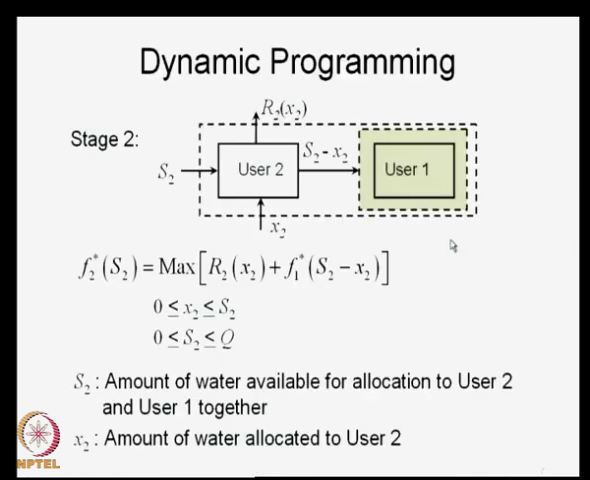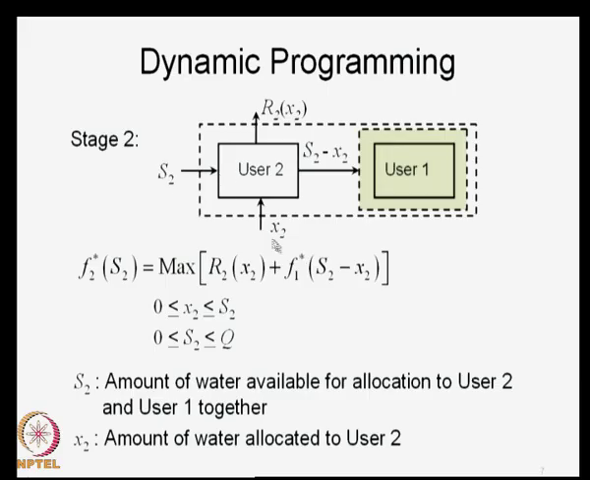We will now proceed to stage number 2. In stage number 2, we are including 2 users now, user number 1 and user number 2 together. So, S2, which is the state at stage number 2, is the amount of water available to be allocated to user number 1 and user number 2 together. And X2 is the decision that we are making at stage 2. This is the amount of water allocated to user number 2.